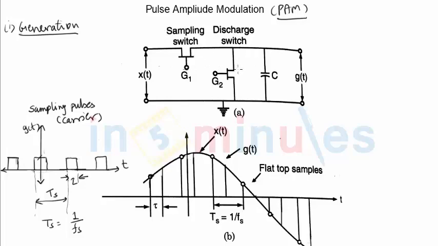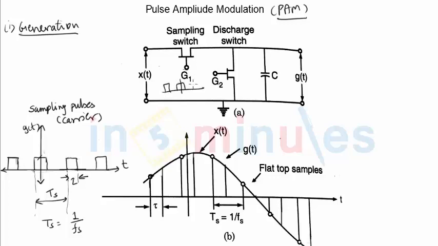Whenever we turn on the discharge switch by giving a suitable signal on G2, then the capacitor will come across a short circuit branch and hence it will completely discharge. And only once the capacitor is discharged, I can start the amplitude modulation using the pulses as my carrier. So G1 is the place where I'm going to apply my rectangular pulses.